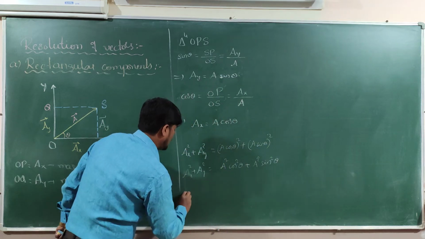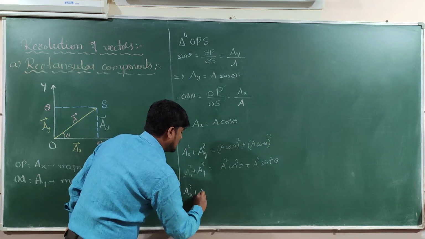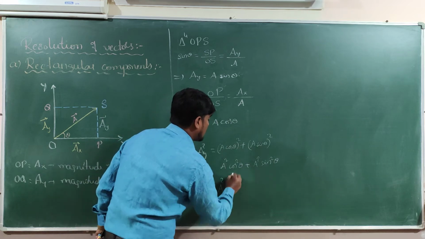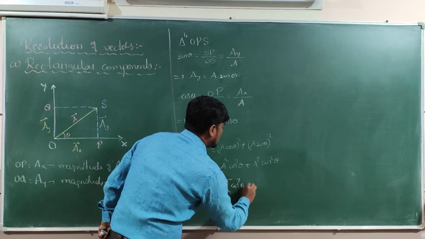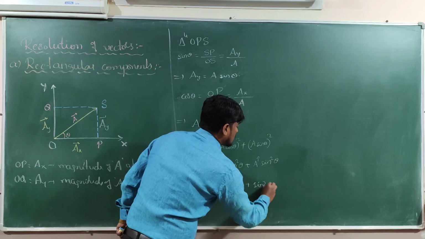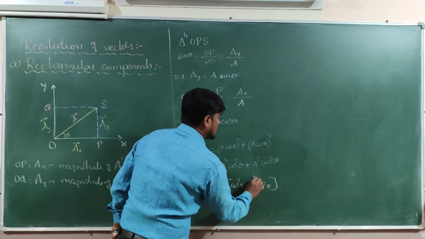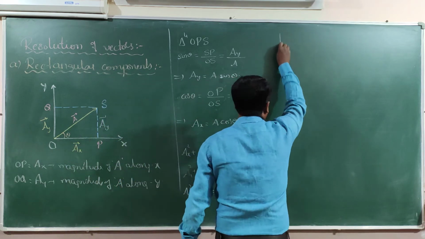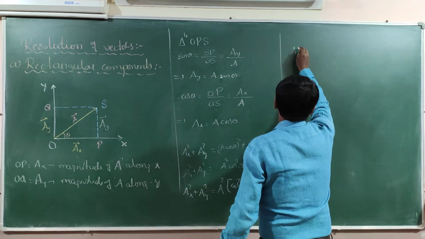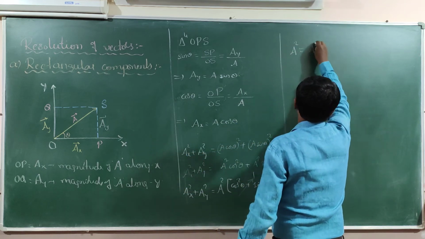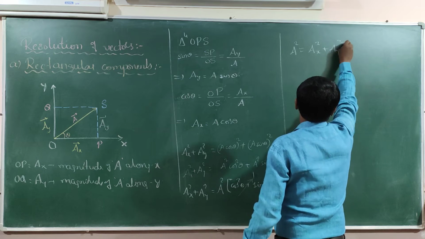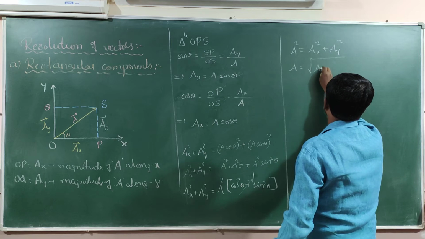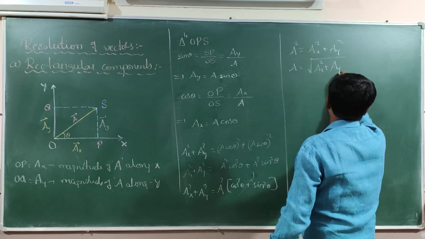Take A square common outside. So inside the bracket we are left with cos square theta plus sin square theta. Already we know that the value of sin square theta plus cos square theta is equal to 1. So finally we are arriving at the answer: A square is equal to AX square plus AY square. Take square root on both sides. I will get A is equal to square root of AX square plus AY square.